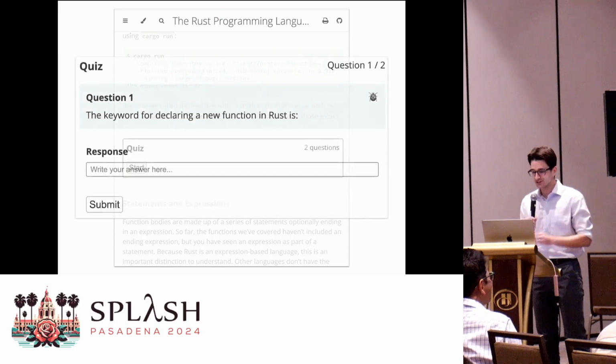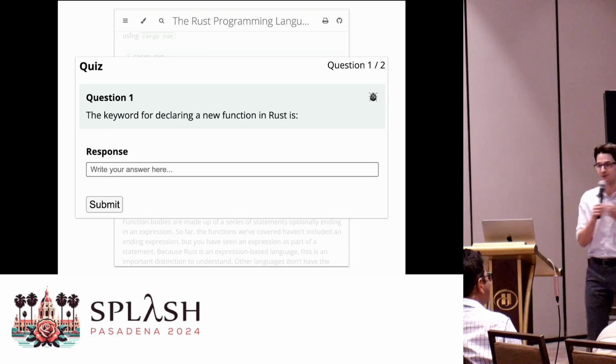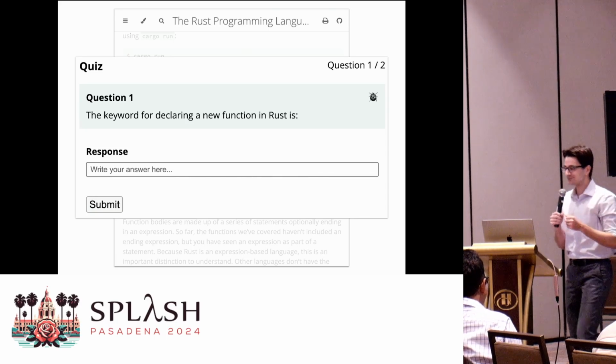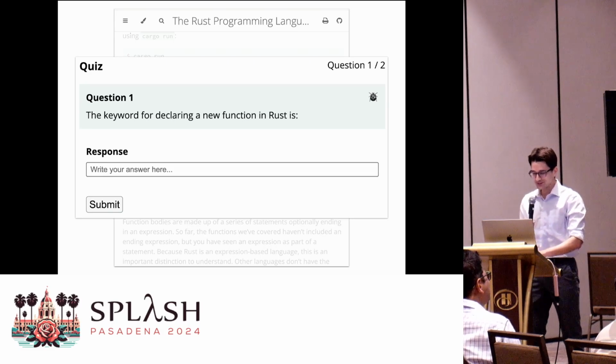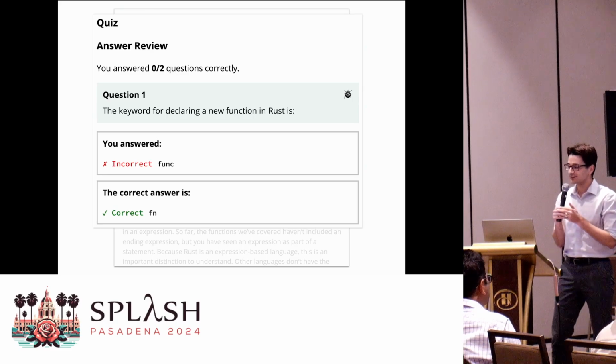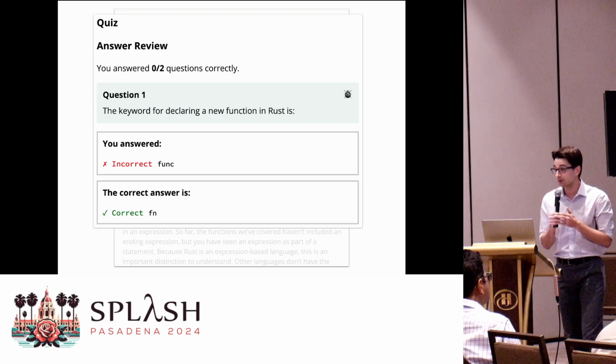If you click Start, then a little box pops up and asks you a question, like the keyword for declaring a new function in Rust is fin. Once you submit your answer, then you get feedback. In total, we wrote 221 questions distributed throughout the book.